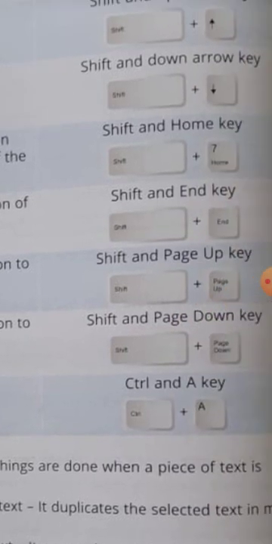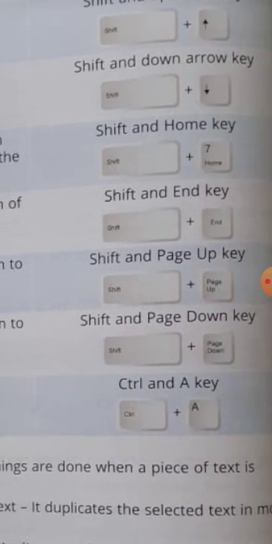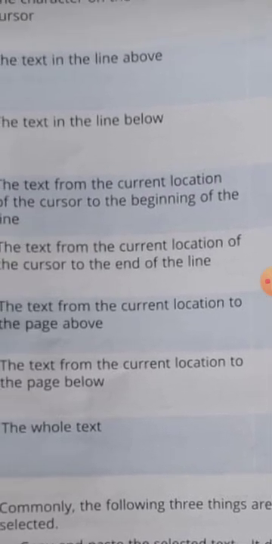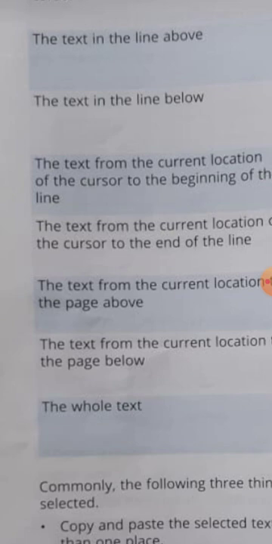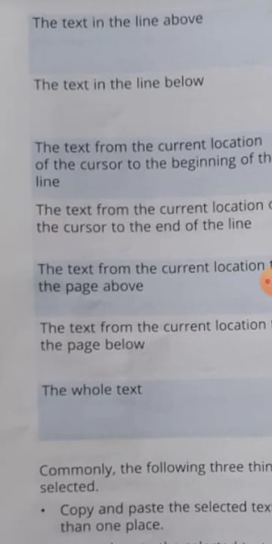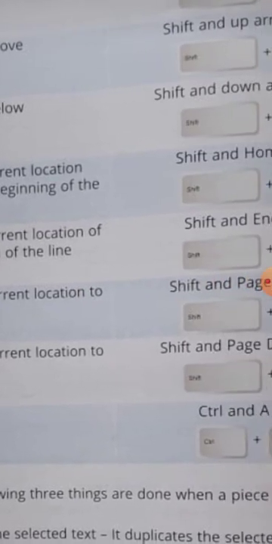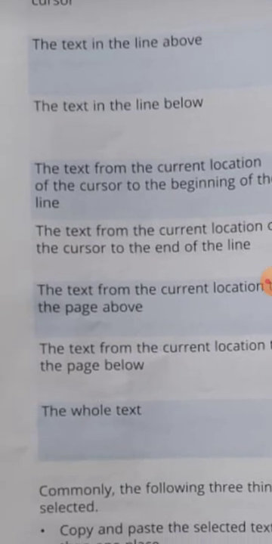Next, Shift and Page Up key. Whenever you press Shift with Page Up key, the text from the current location to the page above will be selected. Means your text from the current position of the cursor to the page above the current position of the cursor will be selected.